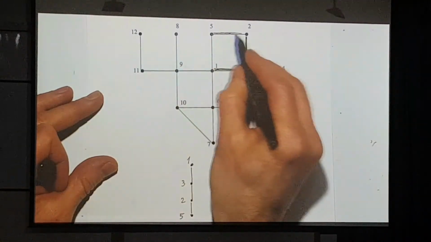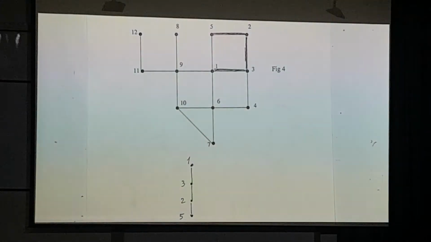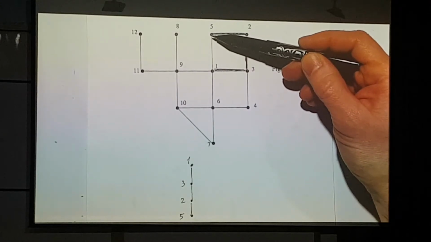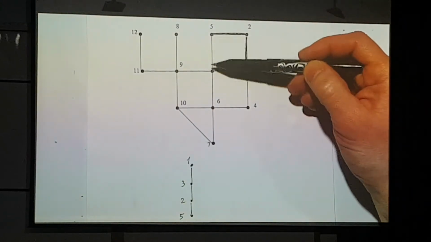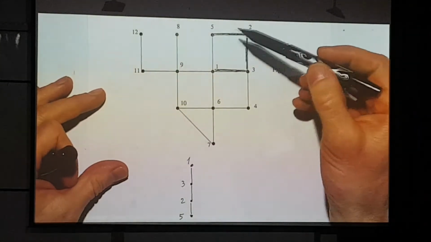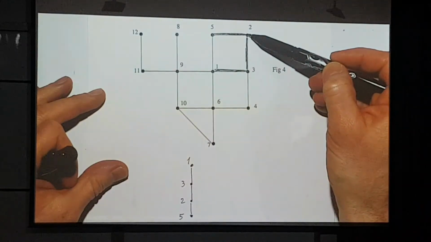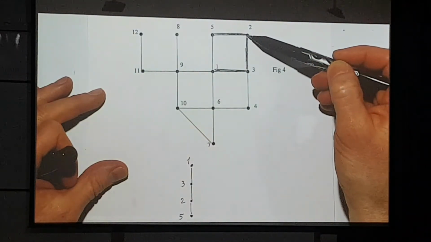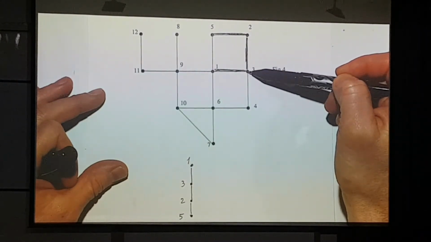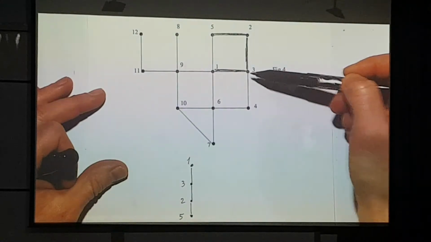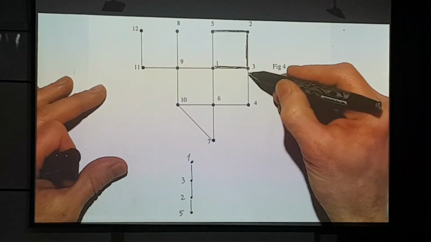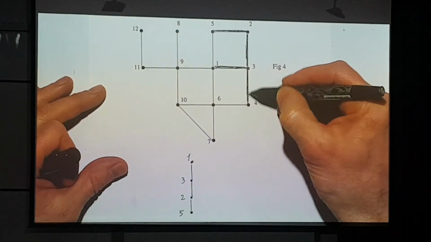And now, while at 5, I'm stuck. That's the first time I got stuck, because from 5 the only new edge available is to 1, but that will get me back to 1 and create a simple circuit. I don't want to do that, so I start backtracking. I go back to 2 and check, and there I don't find any new possibilities. So I backtrack further back to 3, and here I find just one new possibility: I can go now to 4.